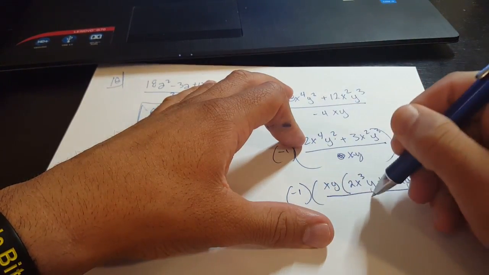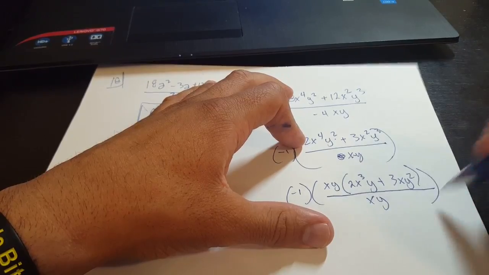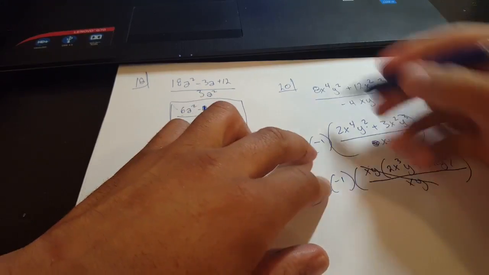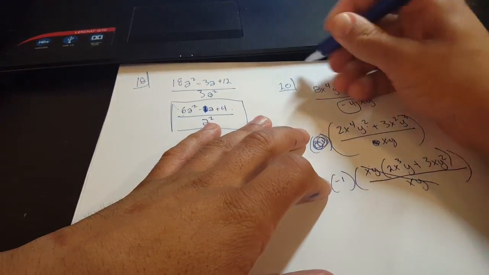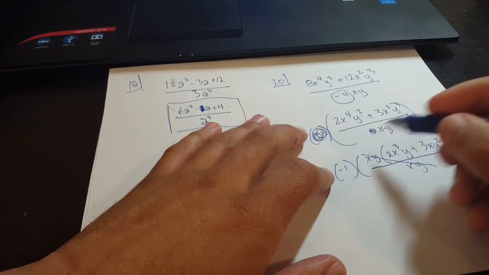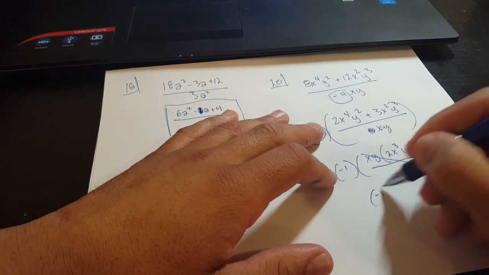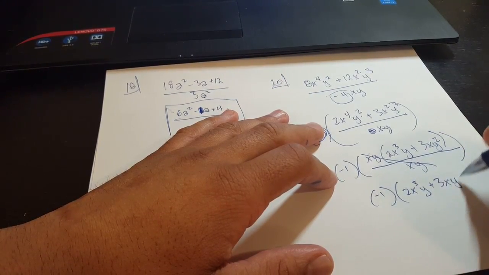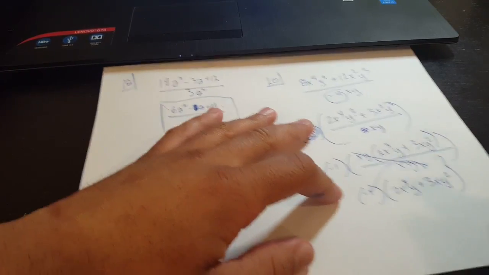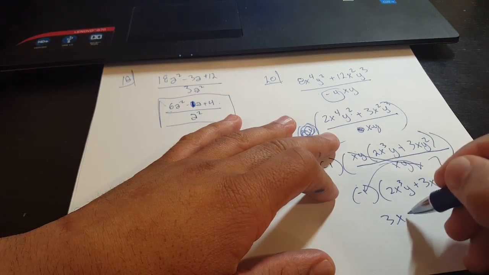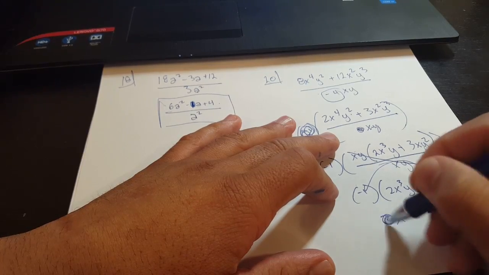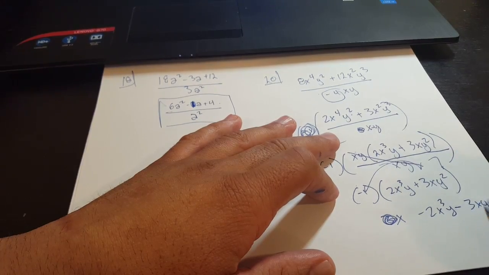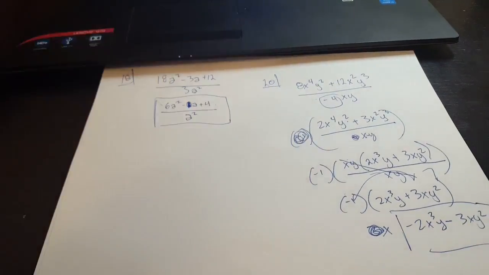The reason I'm doing that is we have xy on the denominator, right? These will cancel out, and we've got this negative 1 from the negative 4. So we have negative 1 times 2x to the 3rd y plus 3xy squared. Distribute the negative 1. I'm just going to flip it around because this is how you would normally see it in math. Negative 2x to the 3rd y minus 3xy squared. That's your answer for number 20.